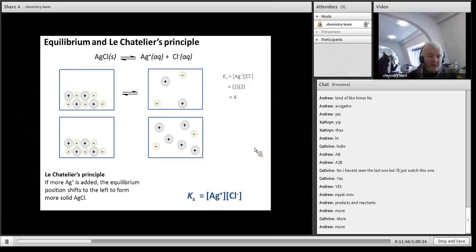Now, I'm going to show it again, but I've added now a whole lot of silver. So I might have added silver nitrate to my solution. So my chloride ions haven't changed, okay? But my silver ions have changed. So what do you think is going to happen to try and minimize that change? My change is adding more silver ions. So what will now happen? Will I get more silver chloride being formed, or will I get less silver chloride?